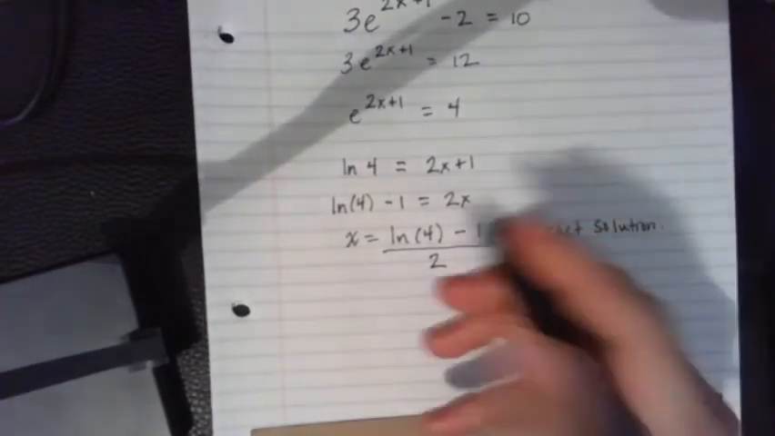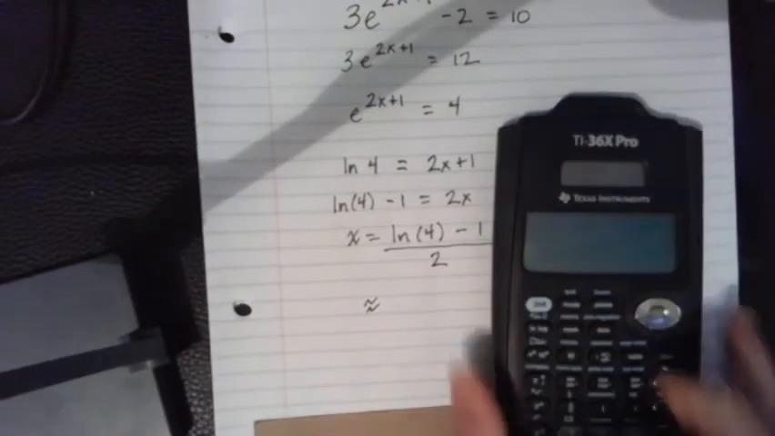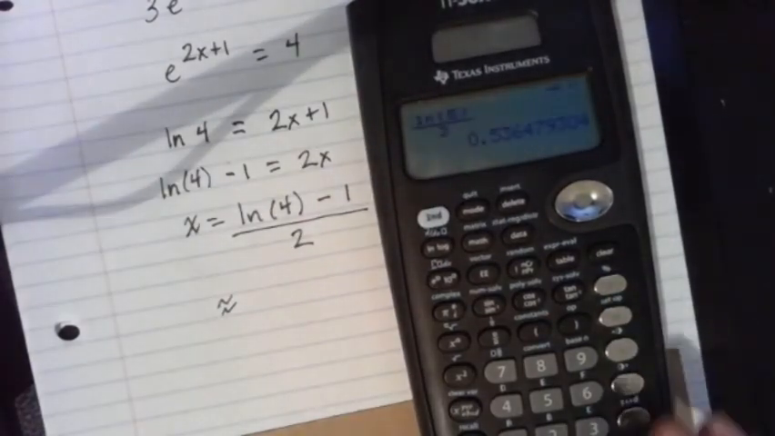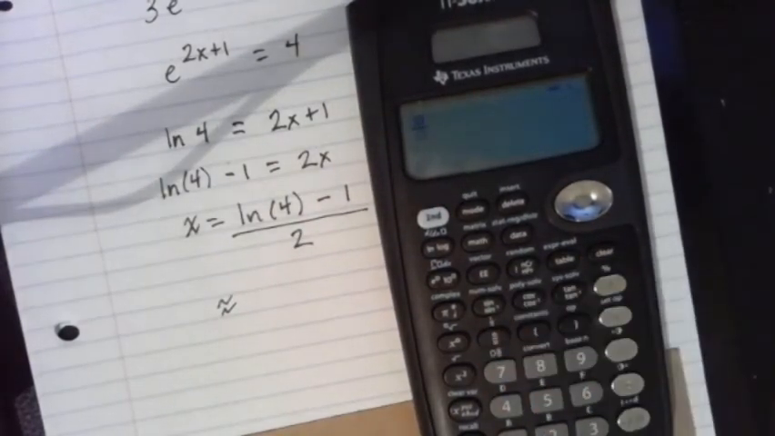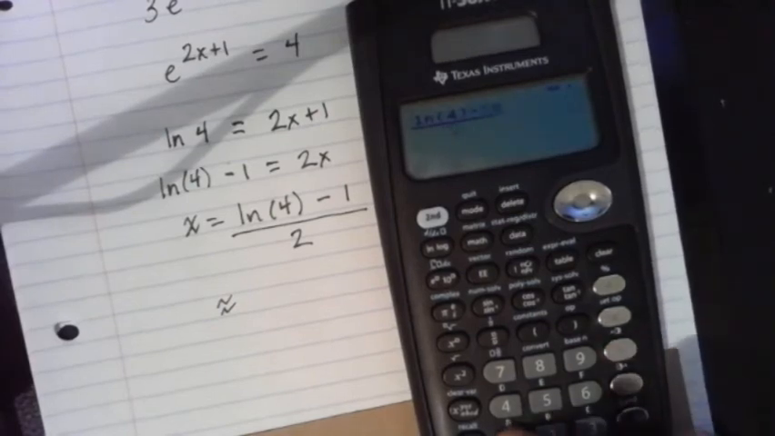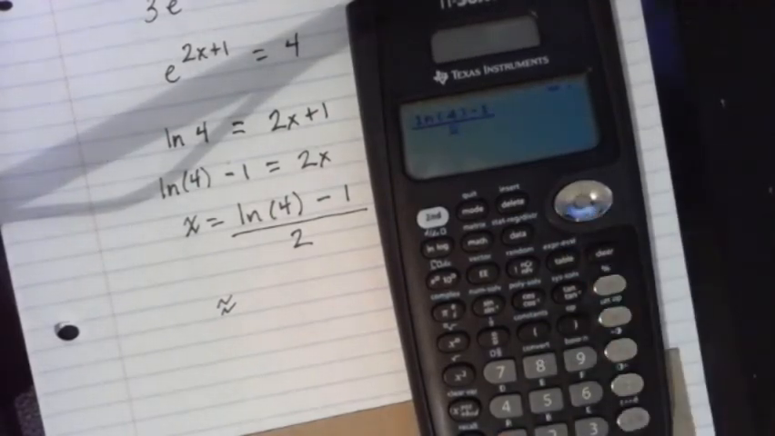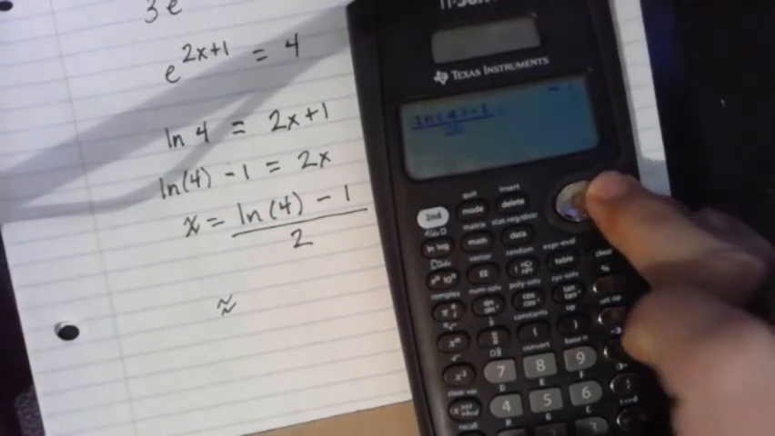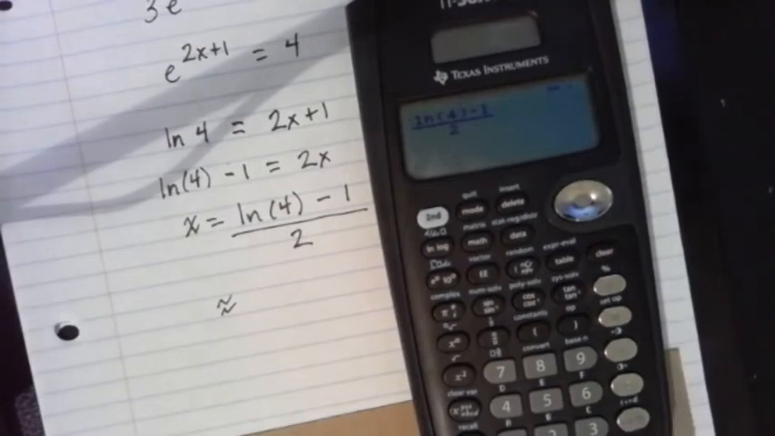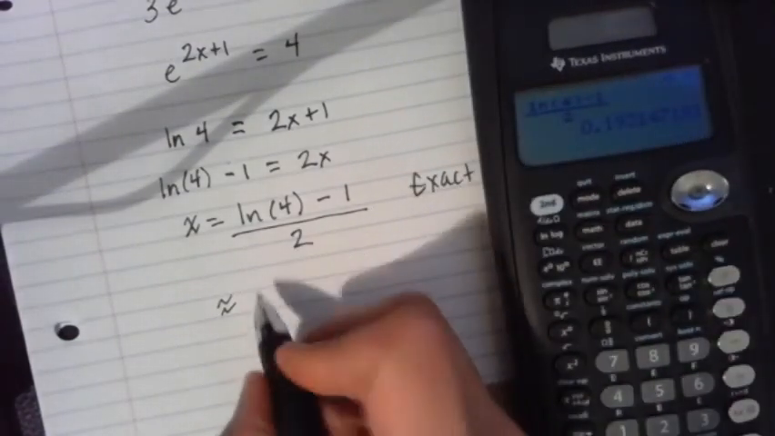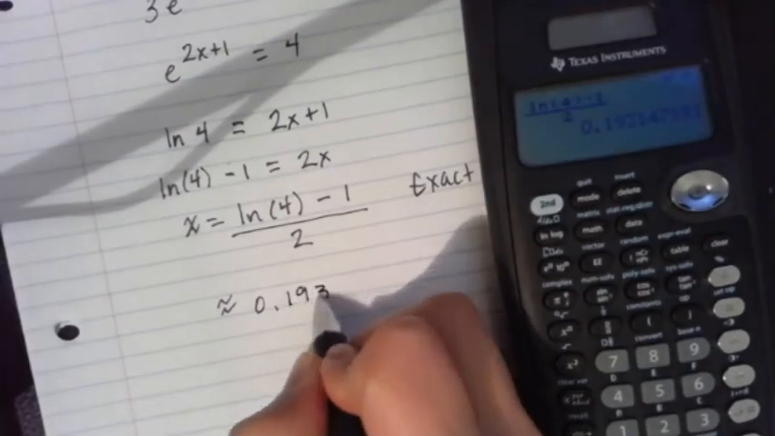Okay, if I needed a decimal approximation, I would get my calculator, and I can do this because it's natural log. So I have a fraction button. I have my natural log. I can type in 4 as my argument, and here it is essential that you close those parentheses. Minus 1. Now I can use my down arrow button to get 2. Hitting enter, that gives me a decimal. So approximately 0.1931 if I wanted 4 decimals, or however many it says to round off to.